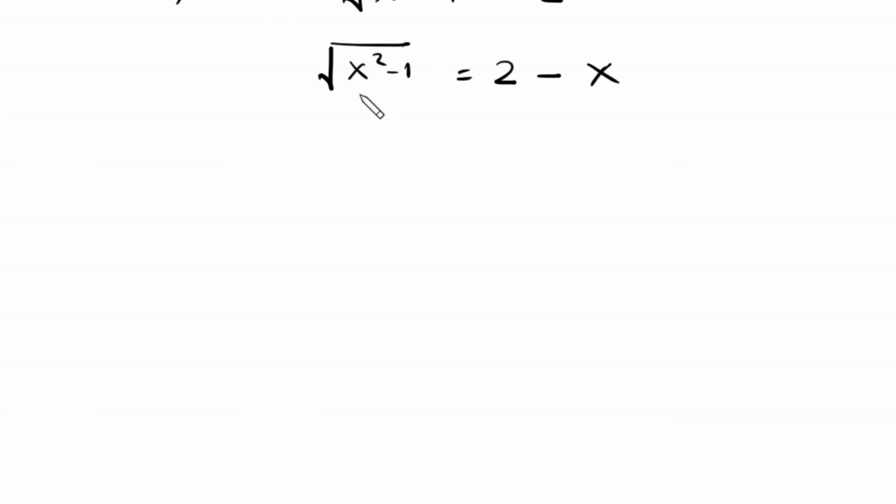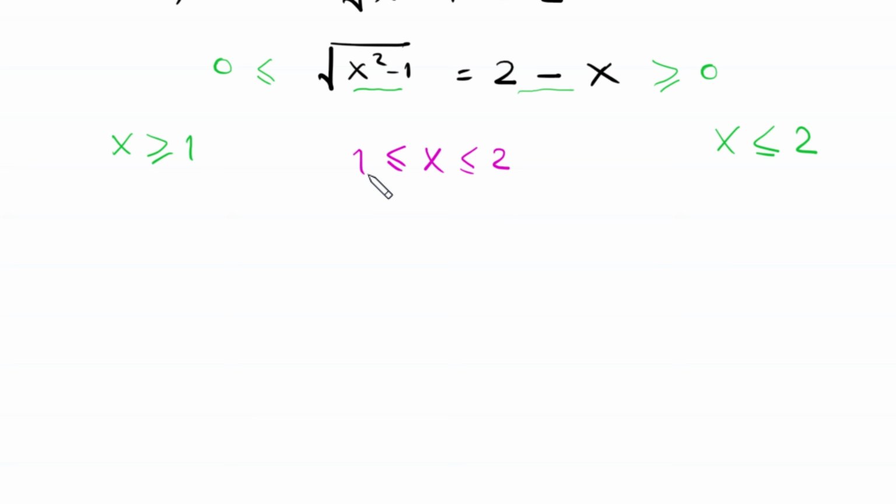Now because this x squared minus 1 must be greater than or equal to 0, this 2 minus x must be greater than or equal to 0. This implies that x must be less than or equal to 2, and this implies that x must be greater than or equal to 1. If we combine these two, we get the domain: x must be less than or equal to 2 and x must be greater than or equal to 1.